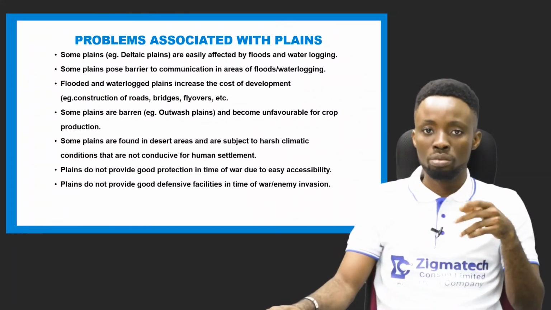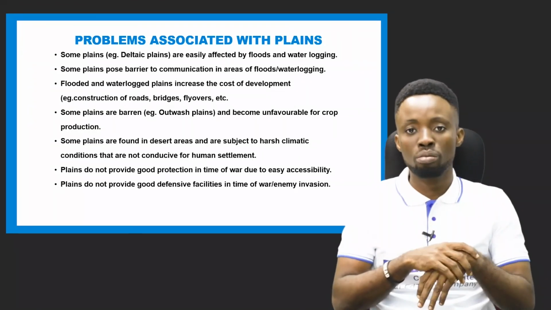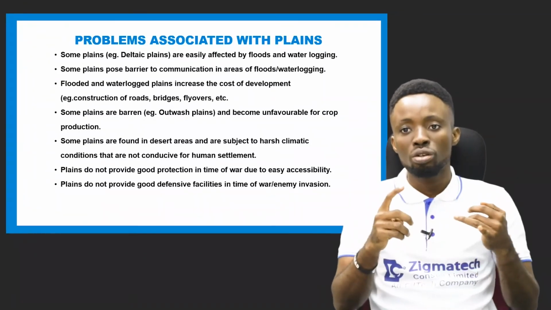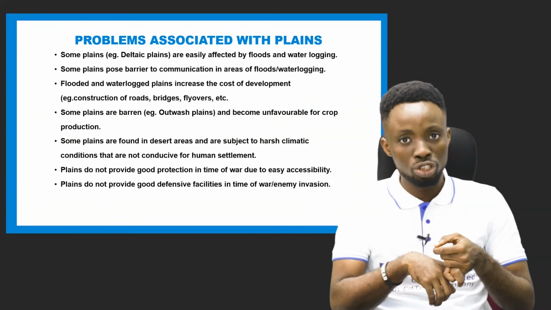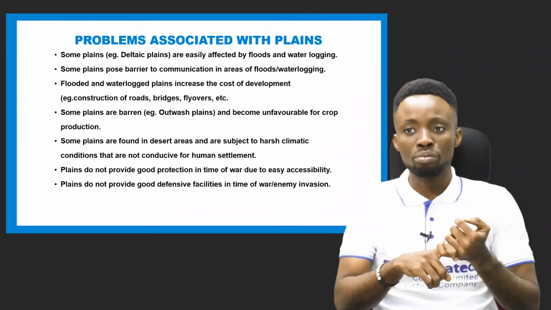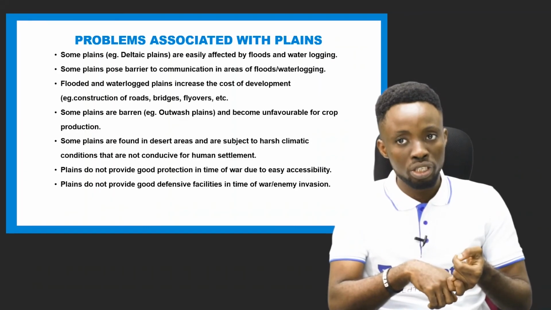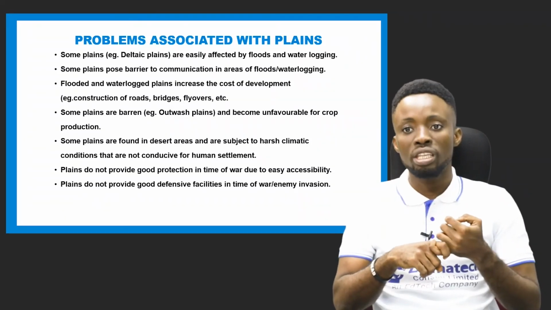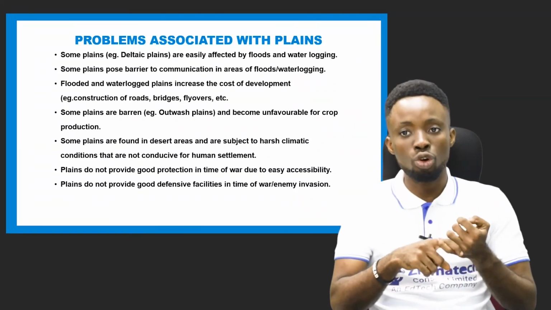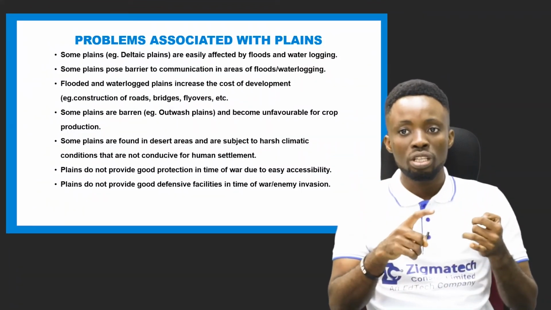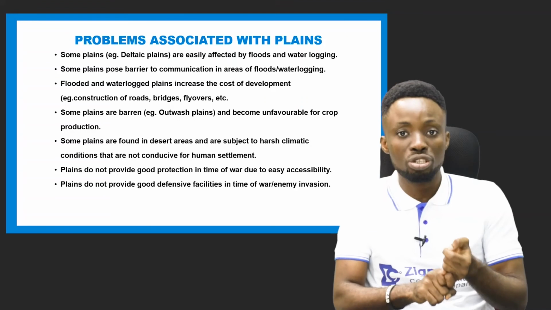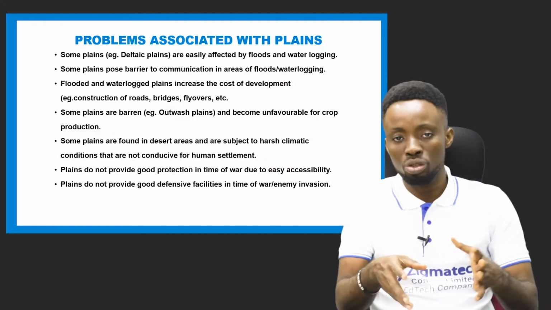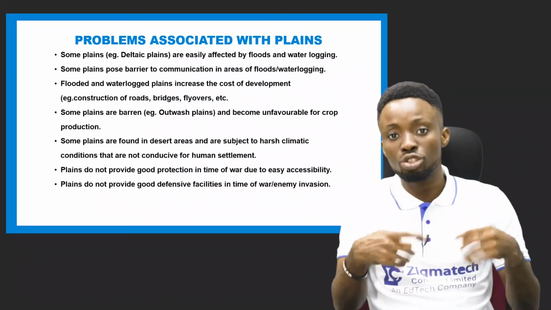So what are the problems that we can link with the plain lowlands? Now, some plains are affected by flood. Some plains pose a barrier to communication because of these floods. And places where we have issues of flooding in the coastal plains or the flood plains actually hinder construction activities, and they hinder transportation activities. So as a result of this, you spend more money in building things like bridges and flyovers, just to overcome such a barrier.